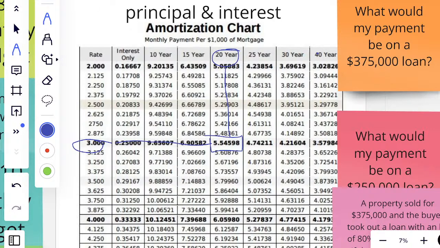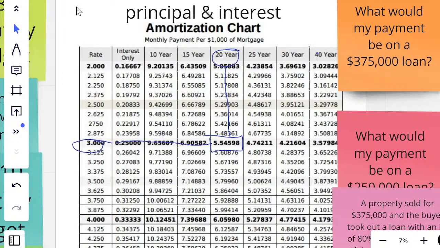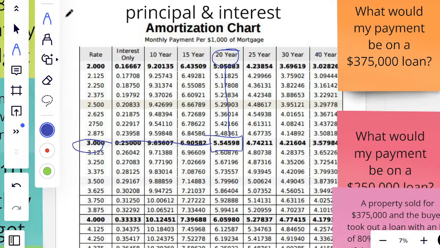So the next type of question that you could get is one where they would give you a monthly budget for principal and interest. We're going to use a monthly budget of $1,800. They would tell you a buyer is approved for a loan at 20 years at 3%. Their monthly budget for principal and interest is $1,800. How much of a loan could they afford given this budget?